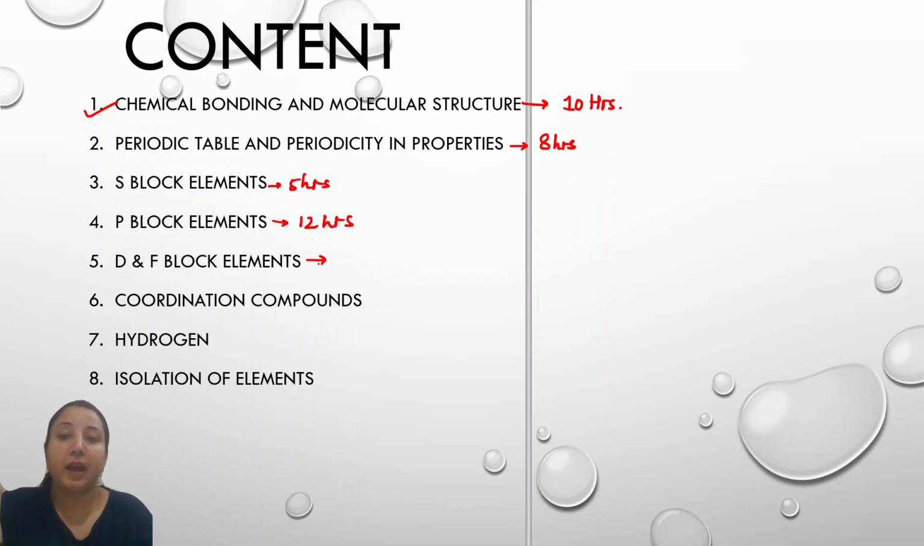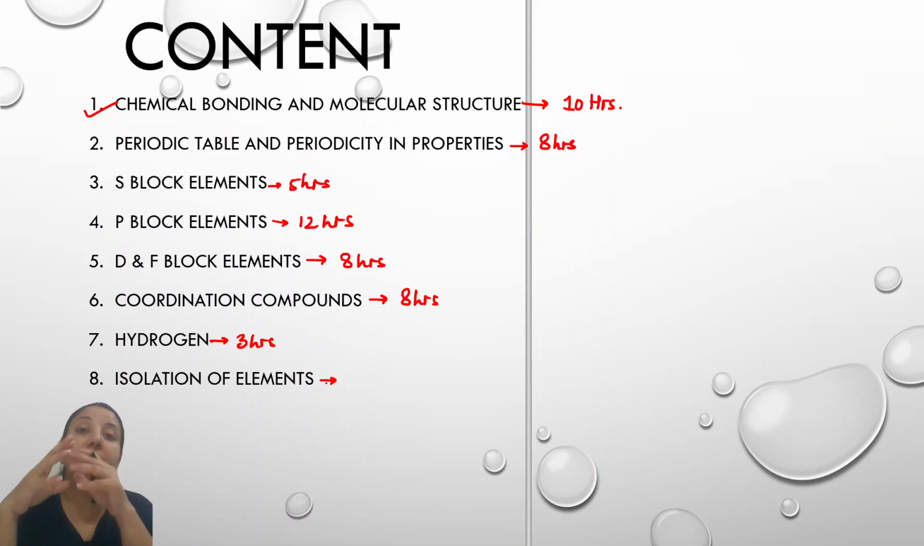Then we have the D and F block elements, which means the transition or inner transition elements. Again, it is going to take around 8 hours. Then coordination compounds are also going to take 8 hours. If we talk about hydrogen, again, it is a very small unit and we are going to cover it within 3 hours. And the last unit is the isolation of elements, in which we are going to study how we can extract the elements from their ores. This unit is going to take about 6 hours.